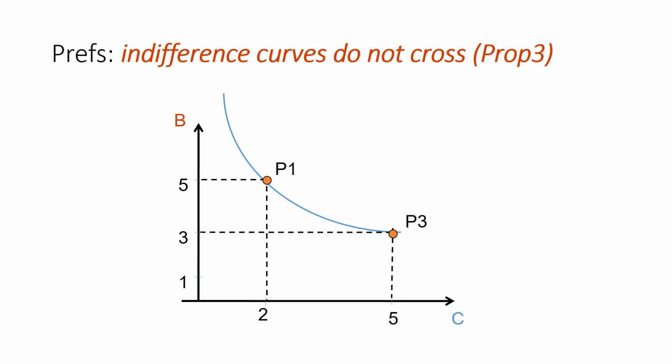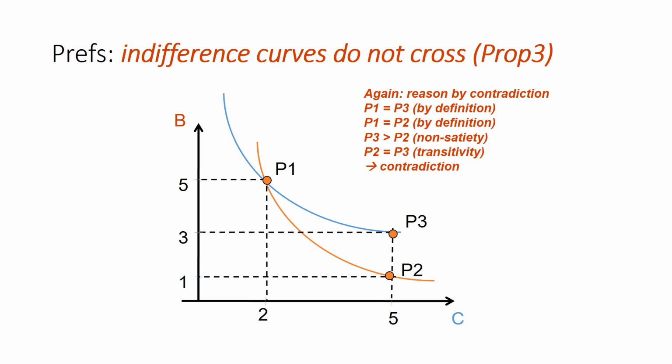Property number 3, indifference curves do not cross. Once again, we're going to reason by contradiction. So here we have 2 indifference curves that do cross. One is in blue, the other one is in orange, and they cross at the basket of goods P1. So assuming that indifference curves show baskets of goods for which the consumer is indifferent, here we're making the assumption that the consumer is indifferent between P1 and P3, and the consumer is indifferent between P1 and P2.